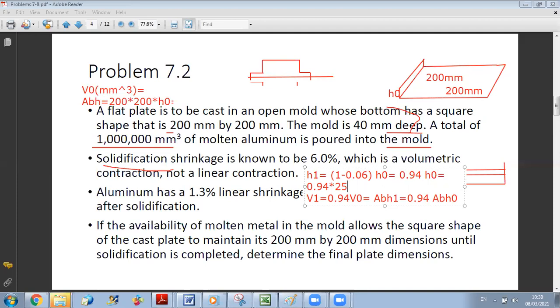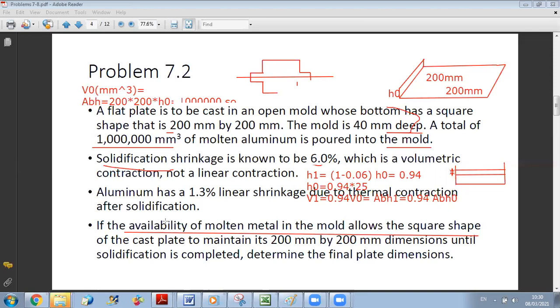Yes, because look, they said that before complete solidification, the availability of molten metal in the mold allows the square shape of the cast plate to maintain its 200 millimeter by 200 millimeter dimensions. How can you understand this?